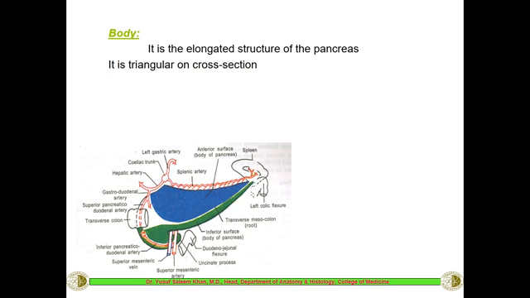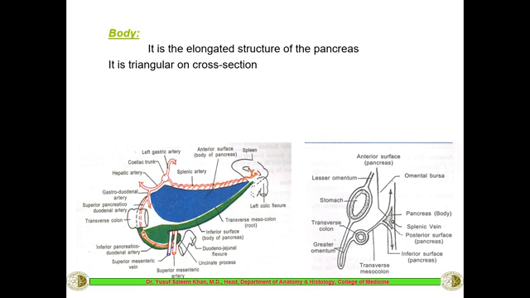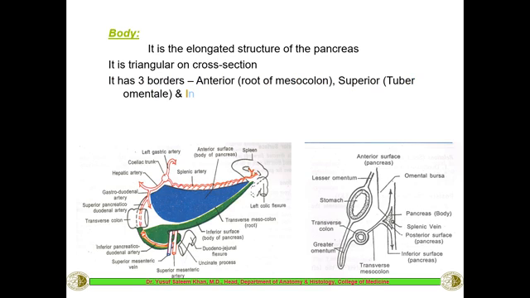And this pancreas is almost triangular on cross section. If you take a section above downwards and see from the side, this is the pancreas, and especially this is the body of the pancreas, where you can see it is almost triangular in shape. Because it is triangular in shape, it has three borders.